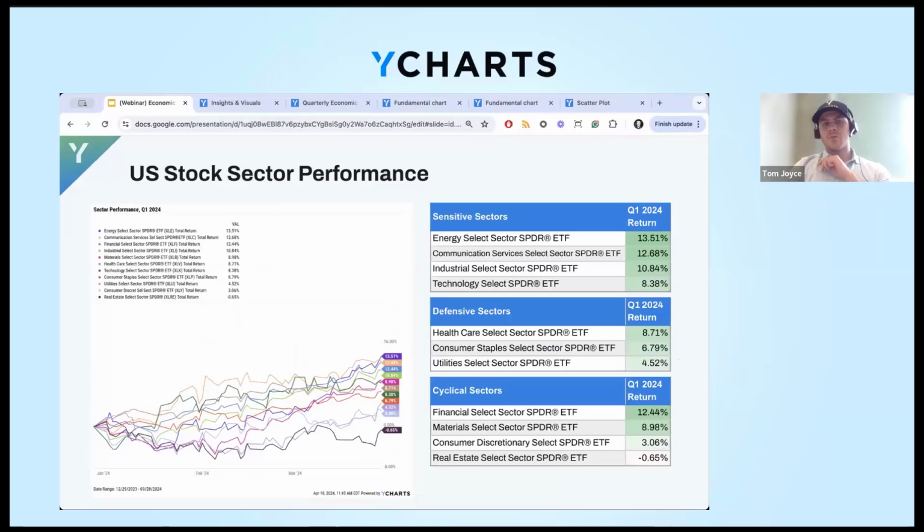And then moving on to sector performance. We've got the chart on the left-hand side, and then the sectors on the right-hand side broken out into sensitive, defensive, and cyclical sectors. On the left-hand side, it's easy to understand what's happening here in terms of the visualization. We can see energy led the way, whereas real estate is what brought us down. It's easy to visualize that. Real estate actually was the only sector in the quarter that brought us down. Everything else was positive, which was good.